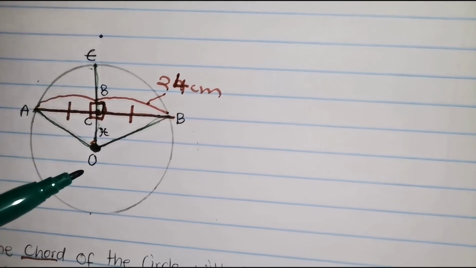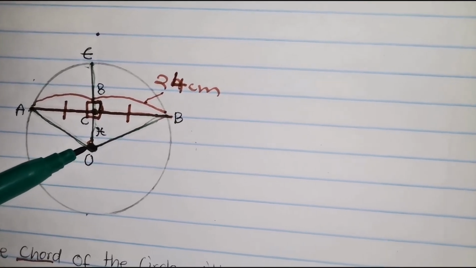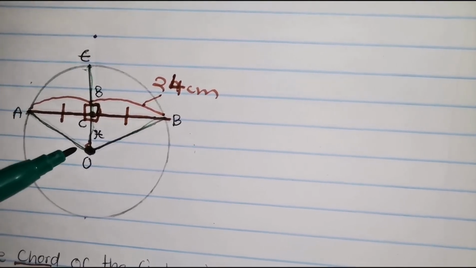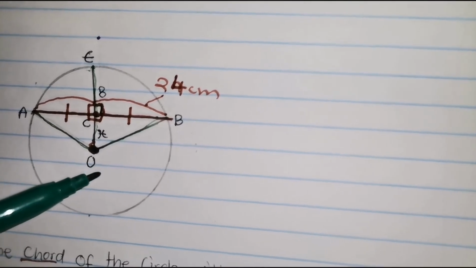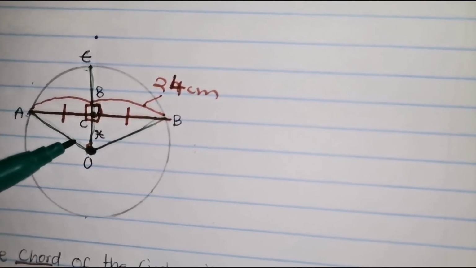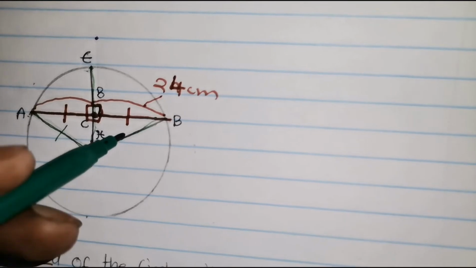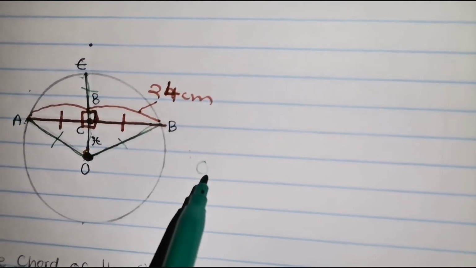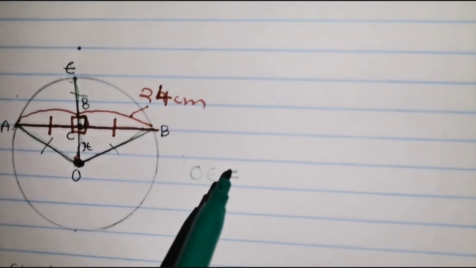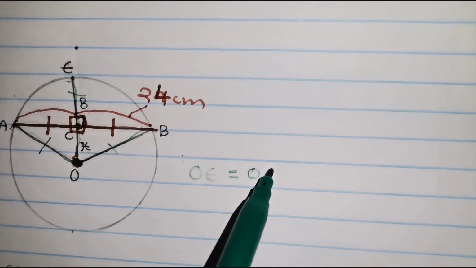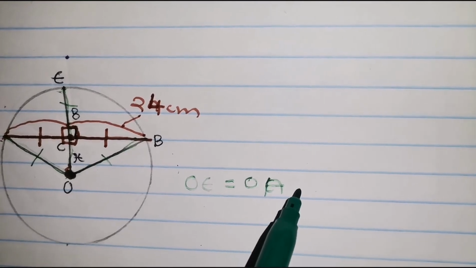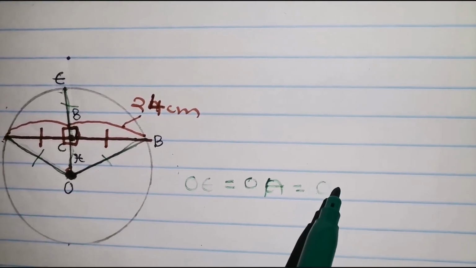Even OE is the same, because this line OE starts from the center to the circumference. That means OE is also a radius. So we call AO, OB, and OE radii. And radii are equal in length. That means the length of OE is equal to the length of OA, which is equal to the length of OB.